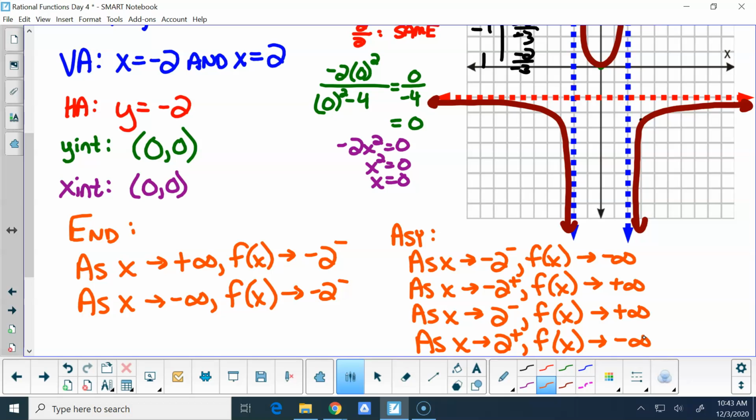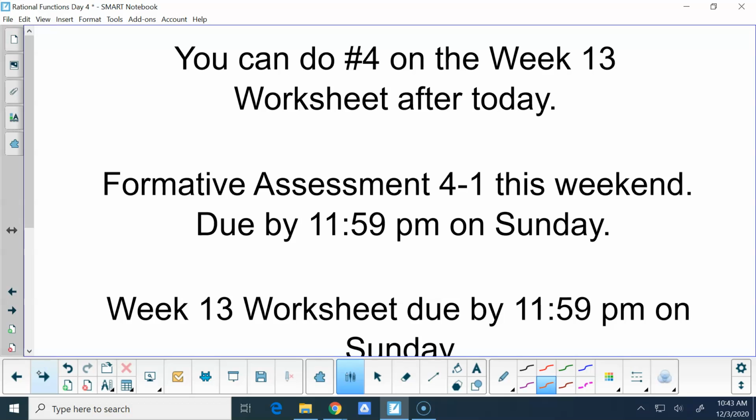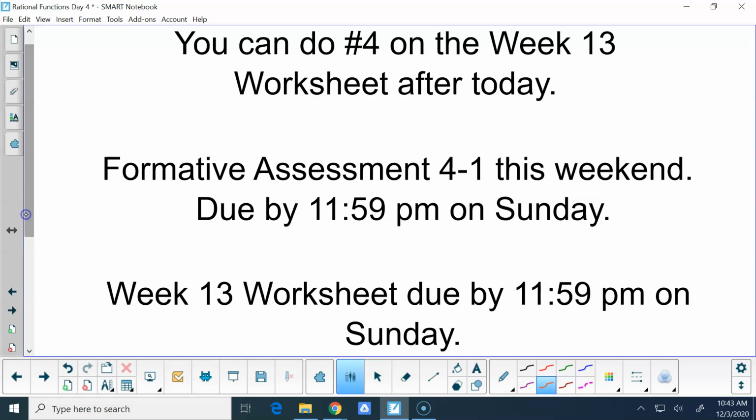Okay? Questions, comments, concerns, clarification? With that being said, you can now finish worksheet number 13, or week 13's worksheet. You now have enough information in between your ears to do that. Also this afternoon, the formative assessment 4-1 will open, and that needs to be done by Sunday, along with turning in week 13's worksheet by Sunday also. Okay? So lots of things to do between now and 11:59 p.m. on Sunday.